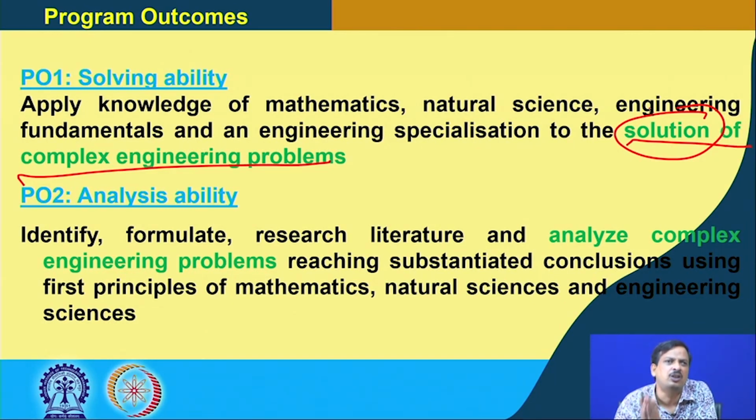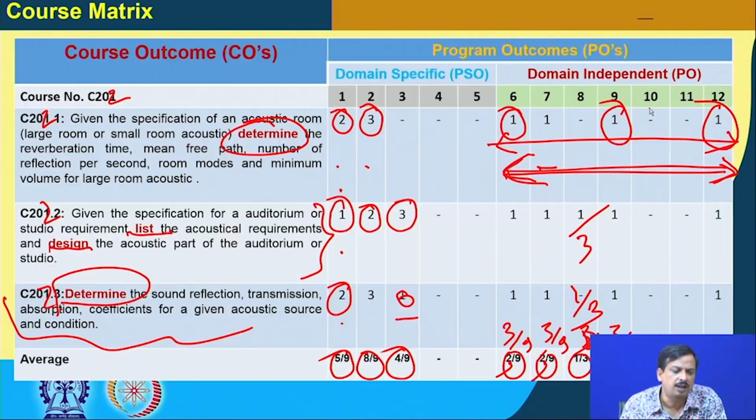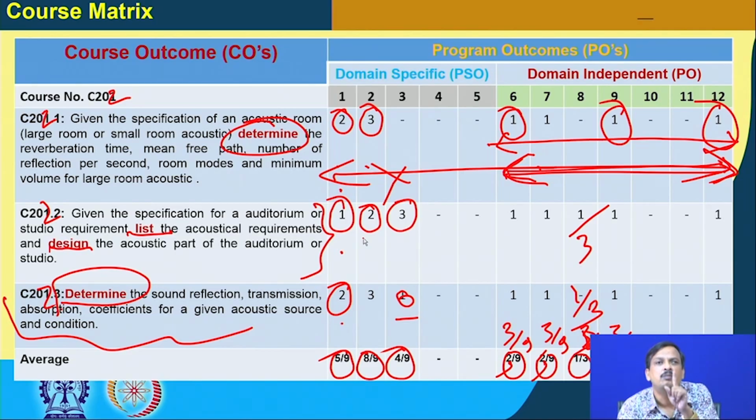So, if you write a CO that says define something or describe something, that does not match with any one of the POs. When you write a CO which does not match with any one of the POs, you can say that the CO requires modification. So, this is CO-PO mapping. If you have any doubt or problem, please raise a question in the forum, so that I am able to answer you. Okay? Thank you.